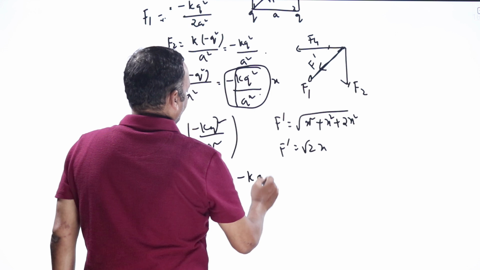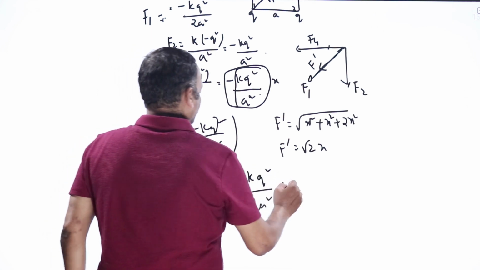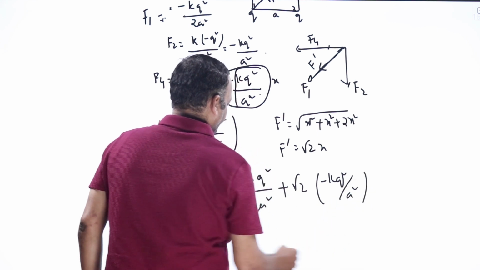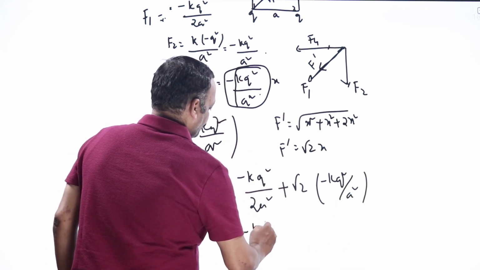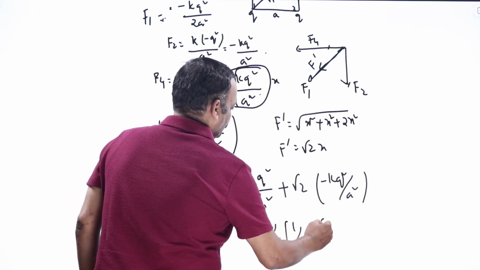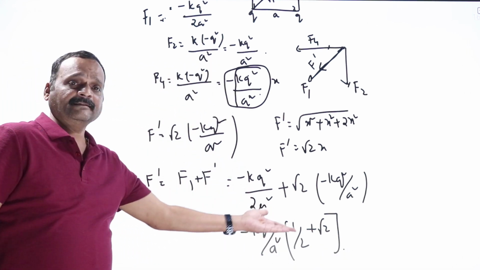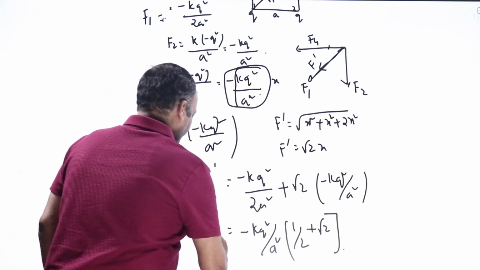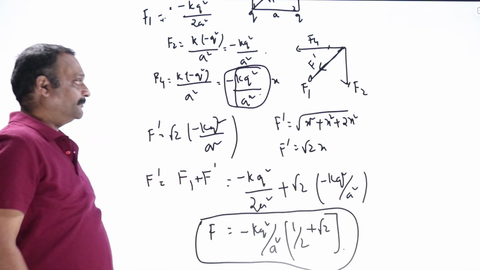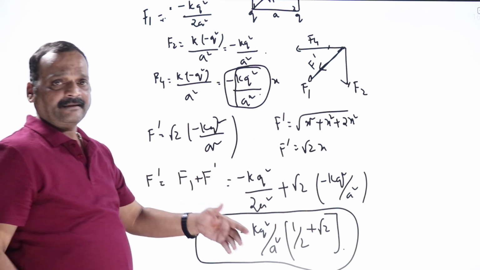So minus K Q square by 2A square plus root 2 of minus K Q square by A square. So it is minus K Q square by A square, and if I take it common, it is simply 1 by 2 plus root 2. You take the LCM, and that will be the answer. This is the resultant force F on that minus Q. This is the answer. You can take another similar problem to try at home as an exercise.